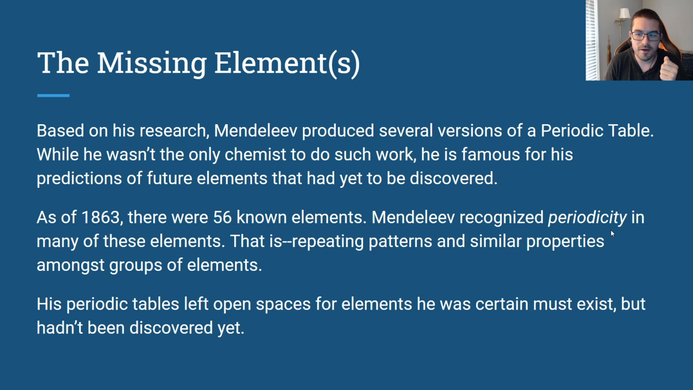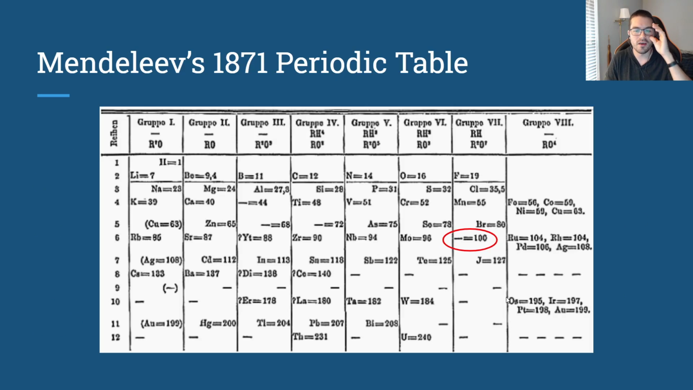Because of his understanding and recognition of periodicity in these elements, his periodic tables were a bit different than some others. They left open spaces for elements that he was certain must exist, but just hadn't been discovered yet. So he was sure that they were there, they just hadn't been found. And I have a picture of one of his periodic tables. This particular one is from 1871, and it's a bit disconcerting.